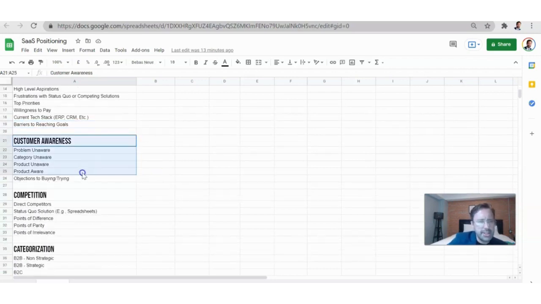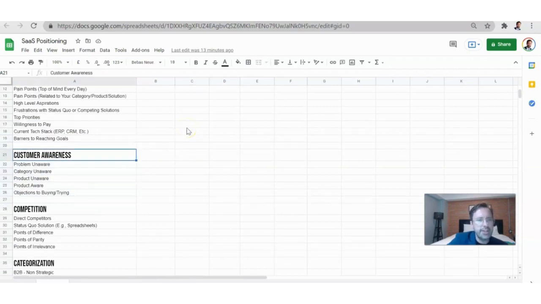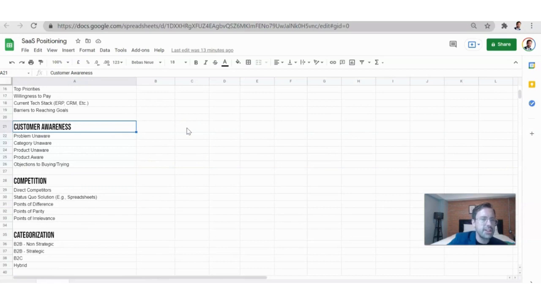Okay, so I put this as a separate category because I think it's just so important: figuring out the level of awareness or education that the customer has. Some people are not even aware that they have a problem. They don't know that this is an issue, and that's where the majority of your potential customers may be. They may also not even be aware of the category. So maybe you're a CRM, and they don't know CRMs exist. Sometimes that's the case. Or they don't even know the term CRM.